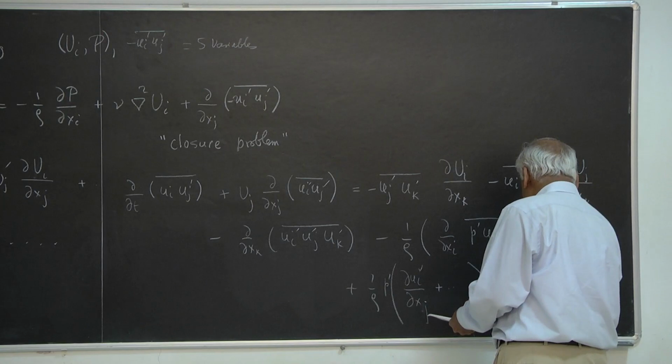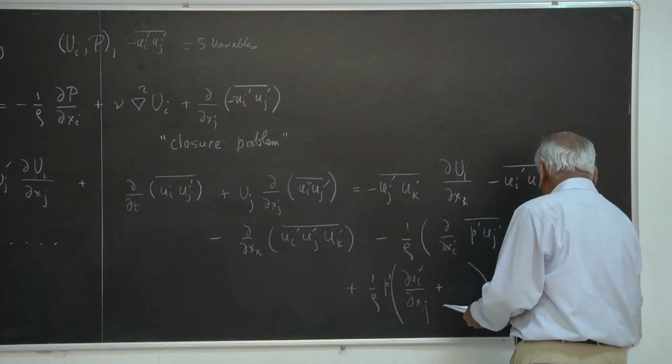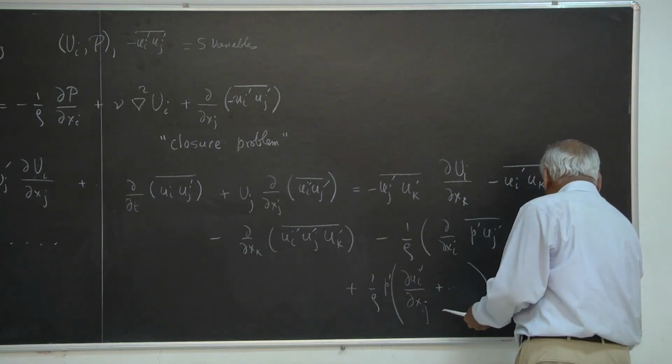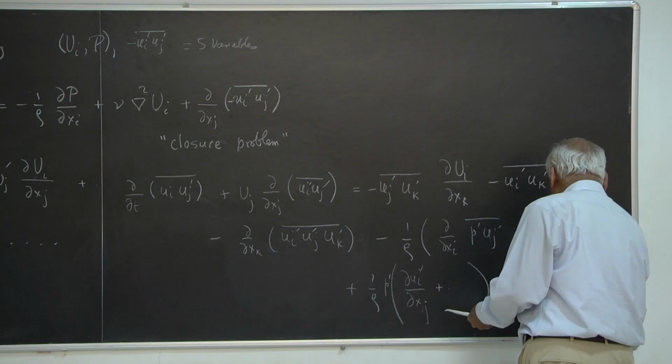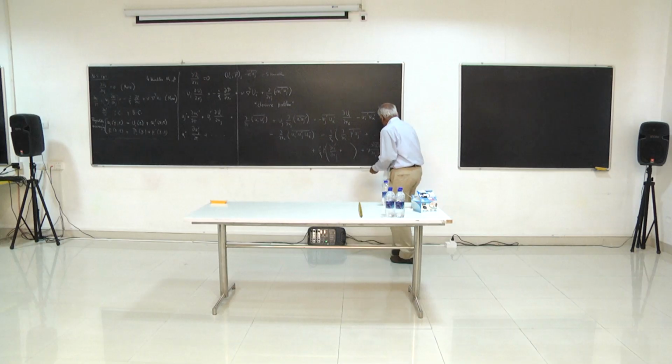And then I have a viscous term, which is nu d squared ui prime uj prime by dxl dxl, plus, or in this case, minus 2 nu times the average of the product of gradients. This is an important term, but I still write it very quickly and very short.